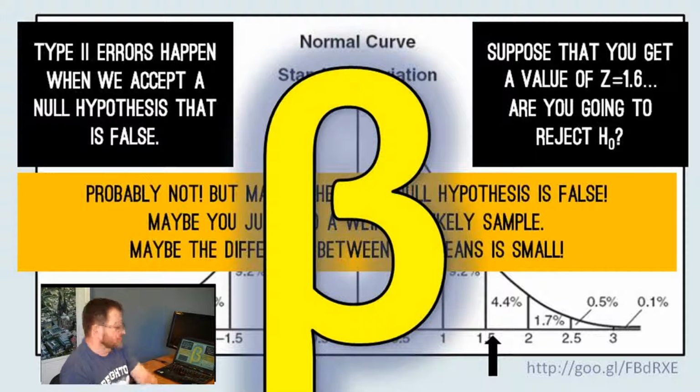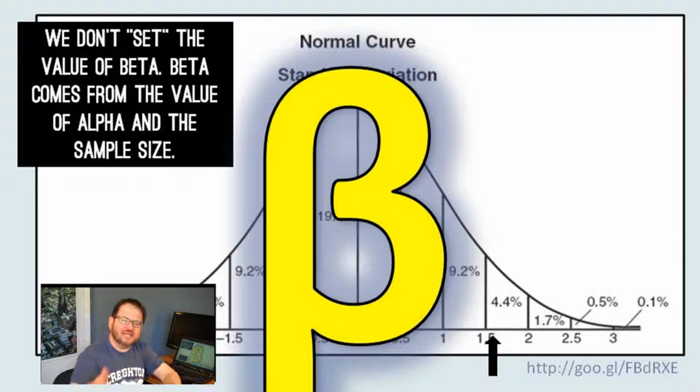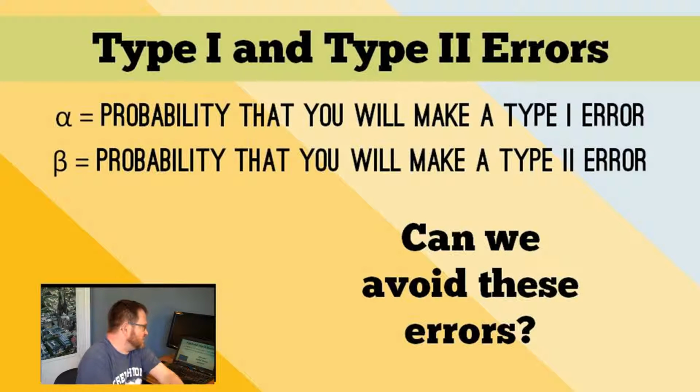That occurs with that probability beta, and beta is not something you get to set. Beta is actually a function of alpha and the size of the samples that you took. You don't get to set it. Beta comes from these calculations here.